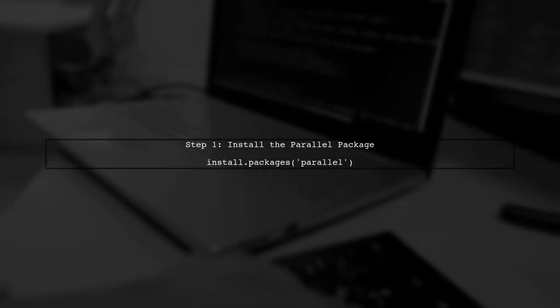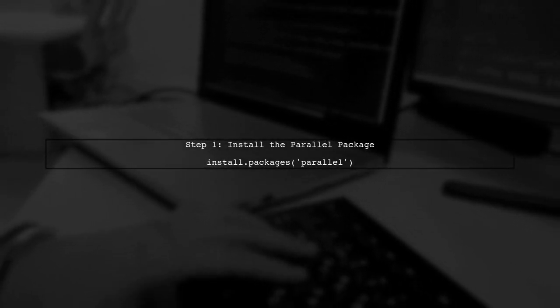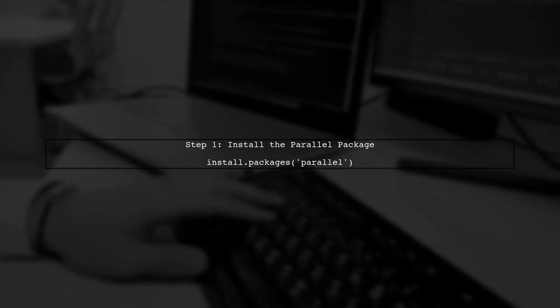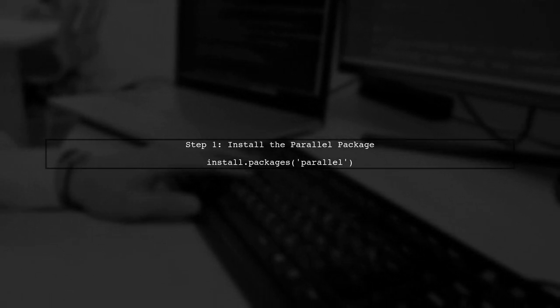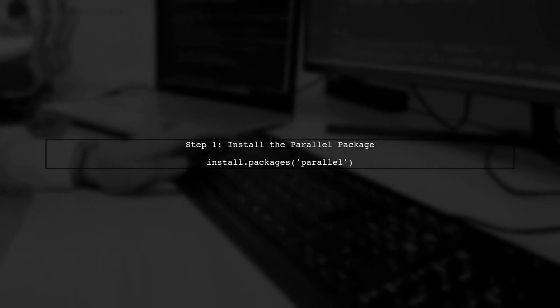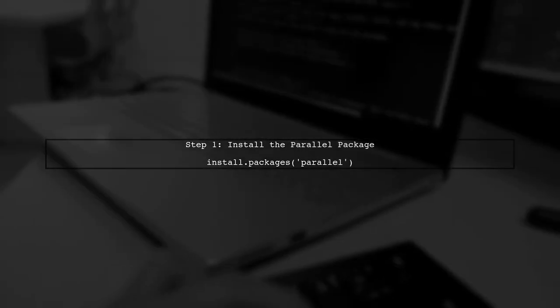Now, let's continue on. To run multiple independent functions in parallel, we can utilize the parallel package in R. First, ensure you have the package installed. You can do this by running install.packages("parallel").